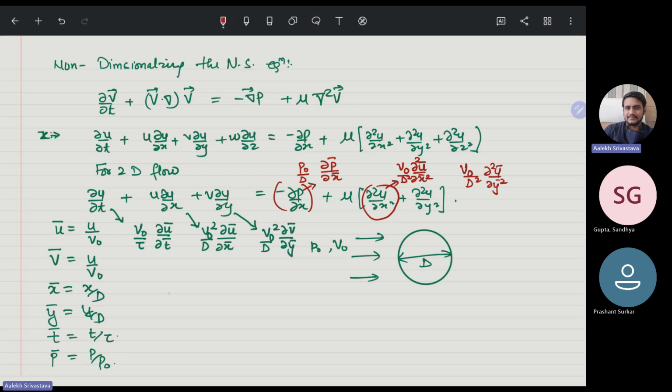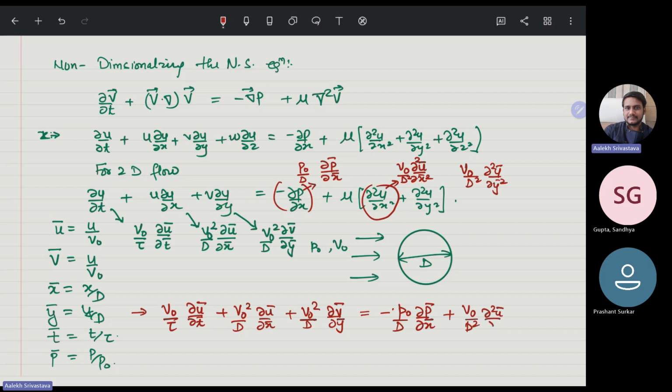Now each term is non-dimensionalized, so we can write as V0 by tau del U bar by del T bar plus V0 square by D del U bar by del X bar plus V0 square by D del V bar by del Y bar is equal to minus P0 by D del P bar by del X bar plus V0 by D square del 2 U bar by del X square plus, and this term will be common.